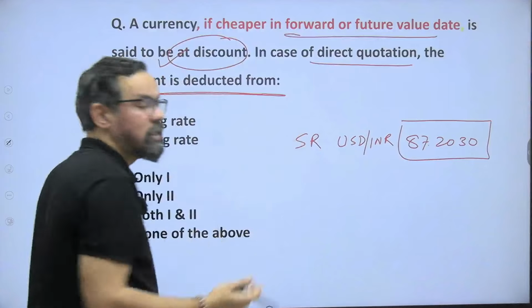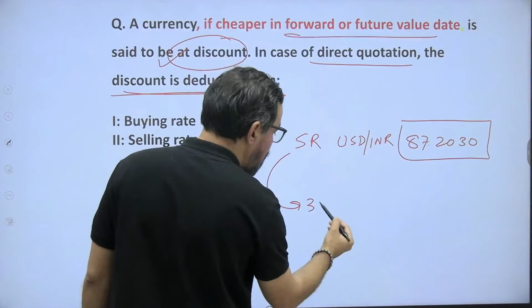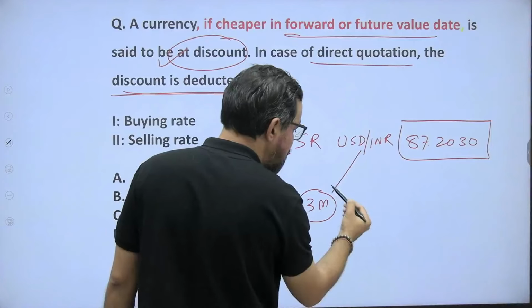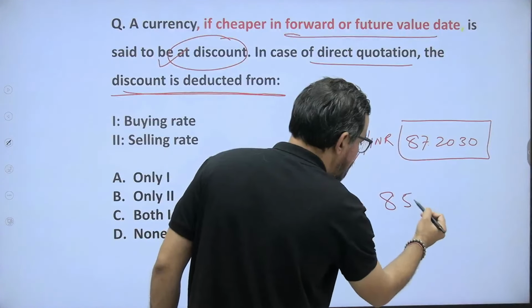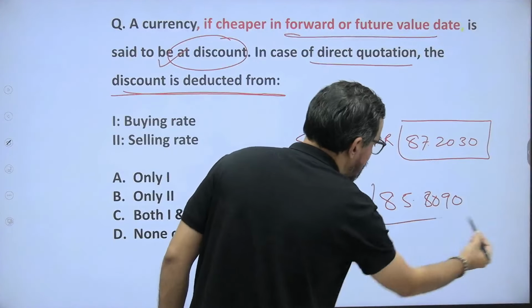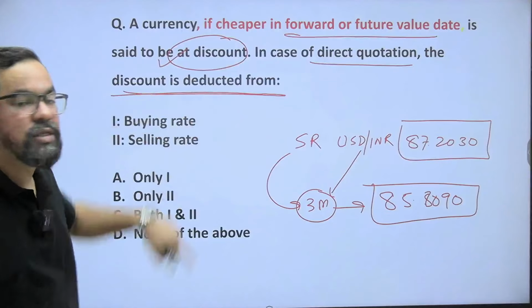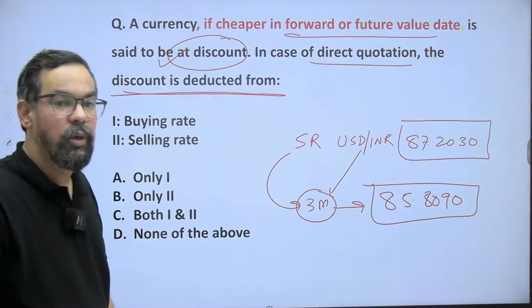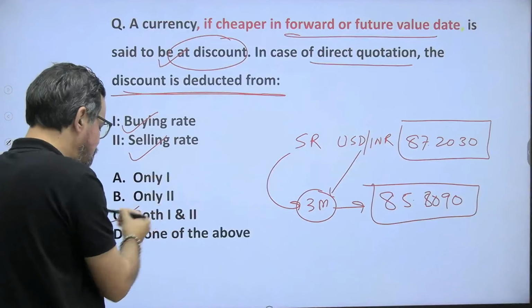Now the currency is in discount. Let's say 3 months later, the forward or future contract of USD INR is showing a price of 85.80/90. This is the price quoted in the market. Now, the discount is deducted from what? So what will be your correct answer? Both buying rate as well as selling rate. C will be the right answer.